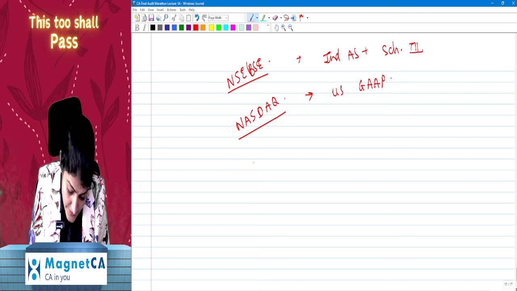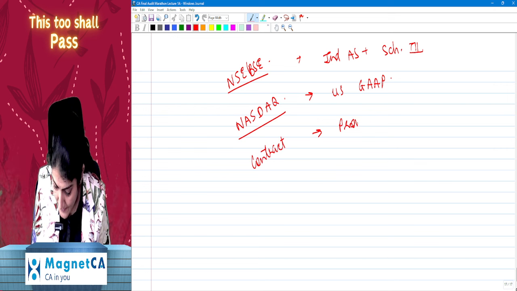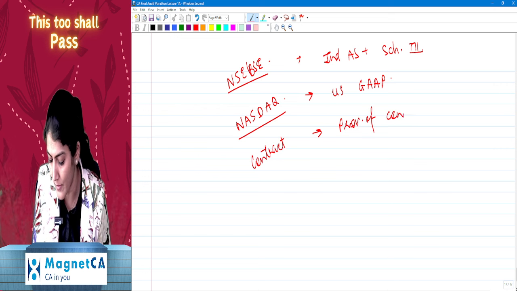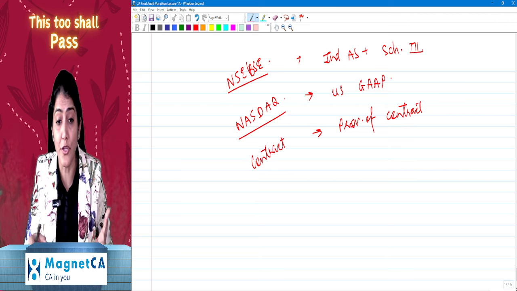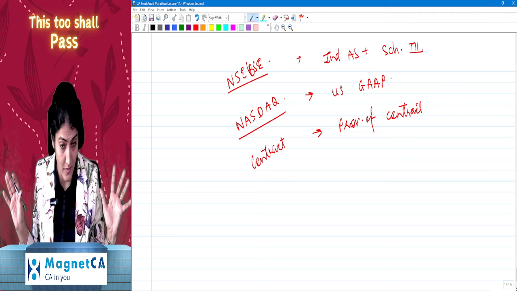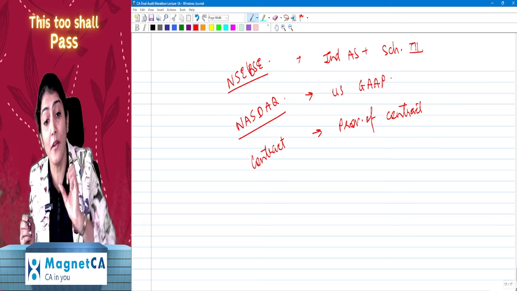Say the financial statements have been prepared to meet the provisions of a contract. So you entered into a contract and the terms and conditions of the contract say that this is how you need to prepare your financial statements. So now the financial statements are being prepared as per the provisions of a contract.